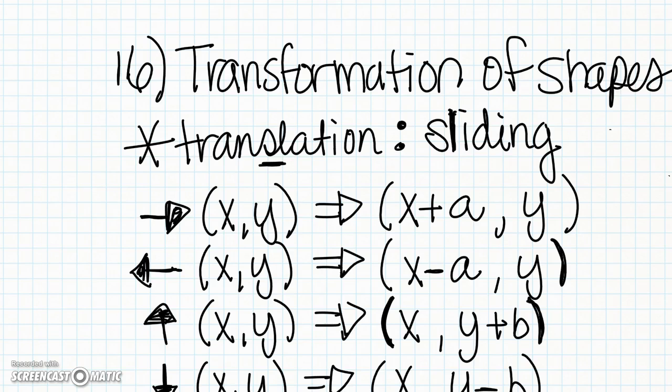This is the transformation of shapes. When you slide, if you want to move something to the right, you have to change every single ordered pair. You have to make this change, your x plus a, right here. If you want to change it to the left, you have to make it x minus a, leave your y alone. If you want to translate something up, your x has to stay the same, and your y you're going to add b to it. If you want to move something down, your x will stay the same, and your y you'll be subtracting b.